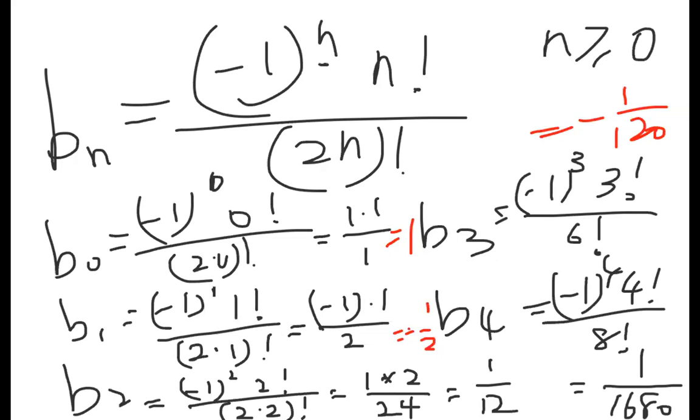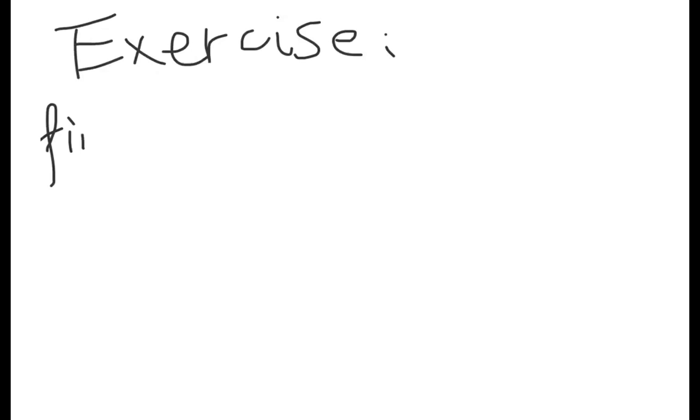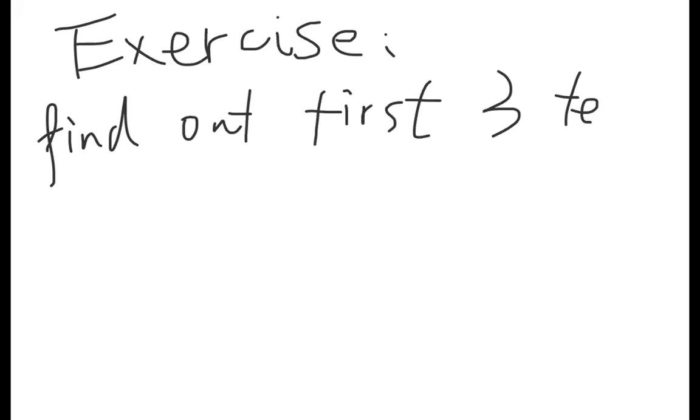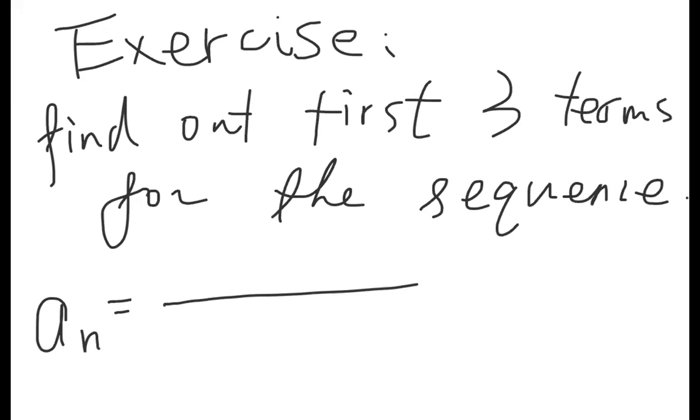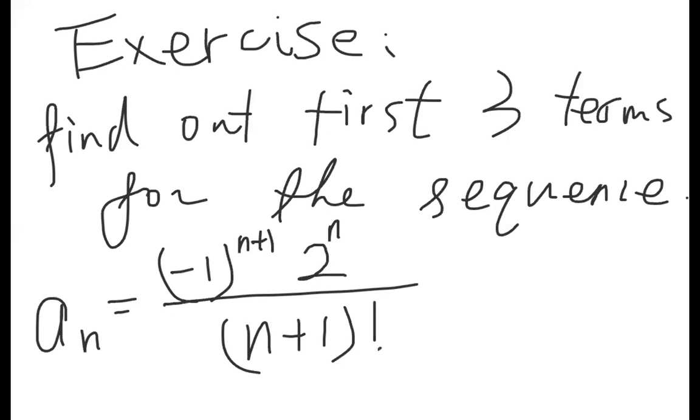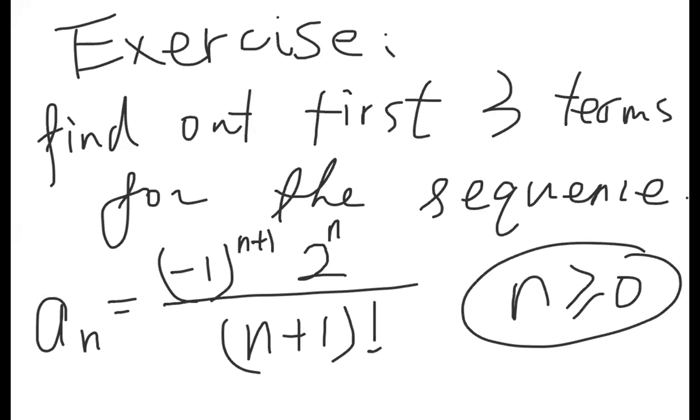All right, let's do some exercise. Find the first 3 terms for the sequence a_n equals -1 to the n plus 1 power, times 2 to the n, divided by n plus 1 factorial, where n is greater than or equal to 0, meaning it starts from 0.